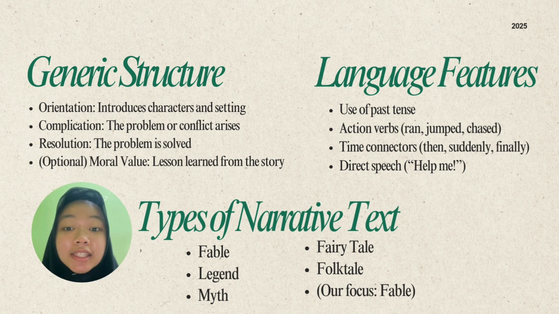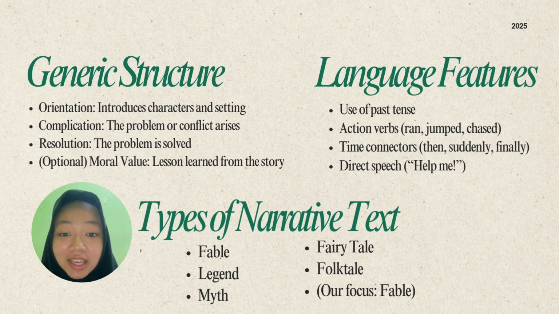The next slide is generic structure. The first is orientation: introductions, characteristic, and setting. Second, complication: the problem or conflict arises. Third, resolution: the problem is solved. And the last, optional, moral value: listen, learn from the story.